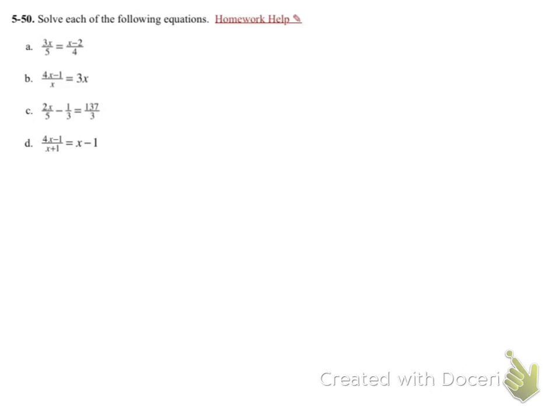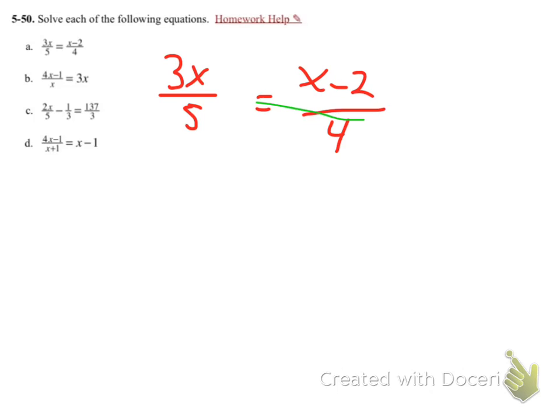Okay, problem 50, we're going to be taking a look at a bunch of fractions, and we can use fraction busters for each of these. So in the first problem, 3x over 5 equals x minus 2 over 4. Again, fraction busters. I need to look at my denominators and find a common denominator. My common denominator between those two is going to be 20. So I multiply the entire problem by 20.